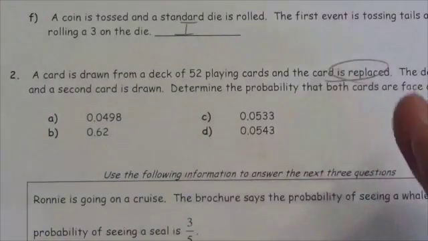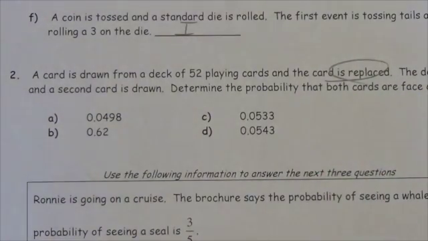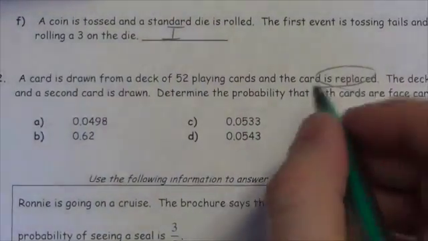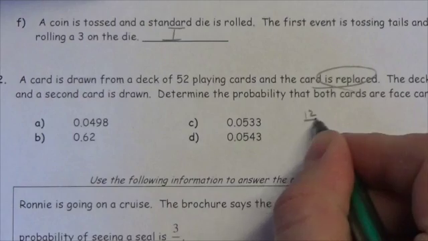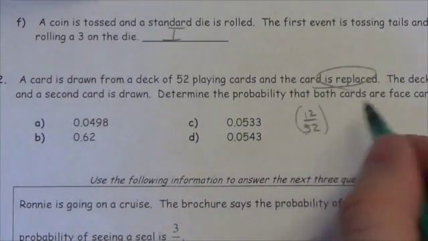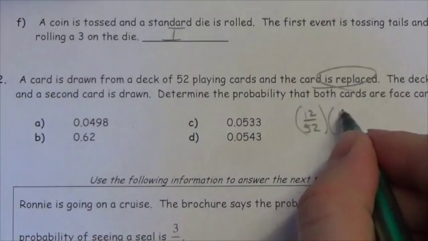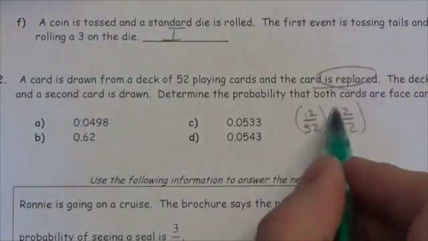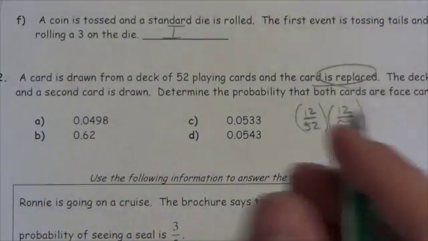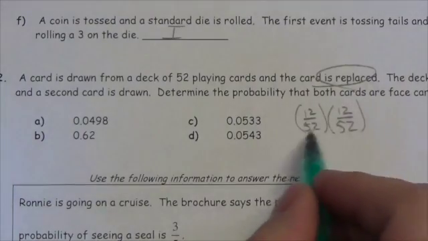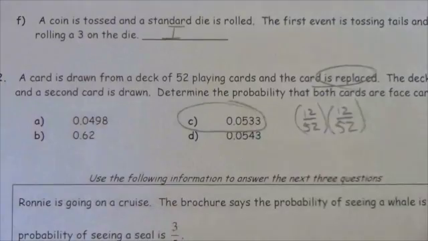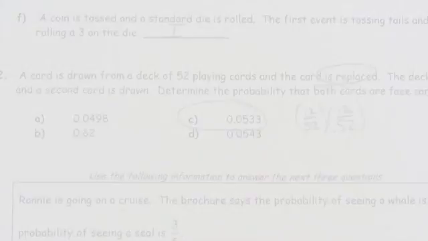Okay, and so for the second event the sample space is returned, so it's not affected by that first one. Now, the probability of getting a face card is 12 out of 52 on that first event. The probability of getting a face card on the second event, because we put the card back, is again 12 out of 52. There are 12 face cards in the deck and 52 cards in the deck total. Now, when you multiply those together, you will get 0.533. So my answer here is C.